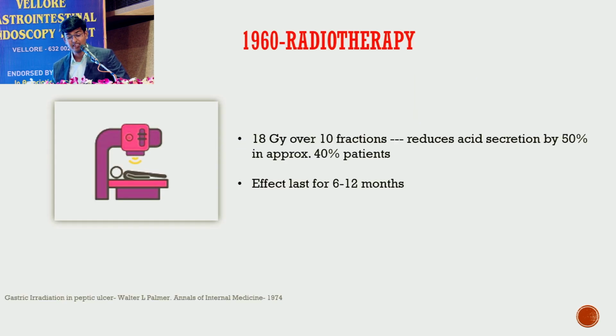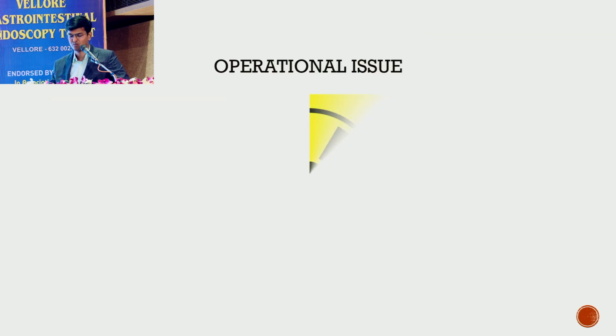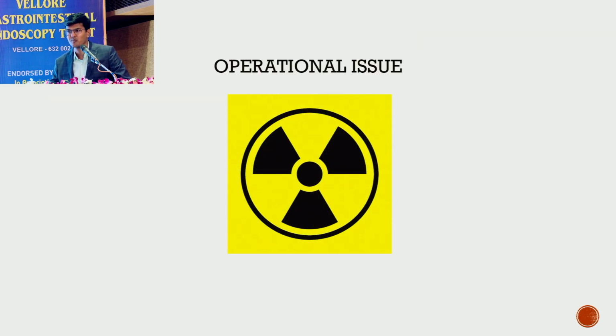In the late 1960s they also used radiotherapy. They used radiotherapy to kill the parietal cells, 18 gray over 10 fractions. It ultimately reduced acid production by 50% in approximately 40% of the patients. But its effect lasts for 6 to 12 months, and then they keep on producing acid. So we cannot keep on going for radiotherapy because it has its own effects, radiation toxicity.